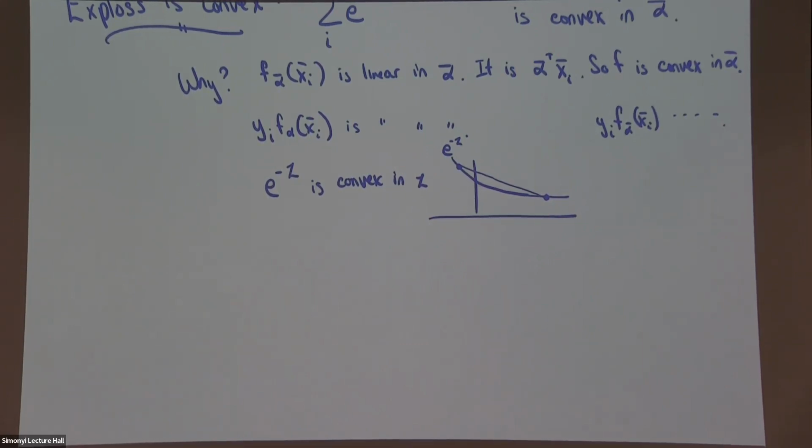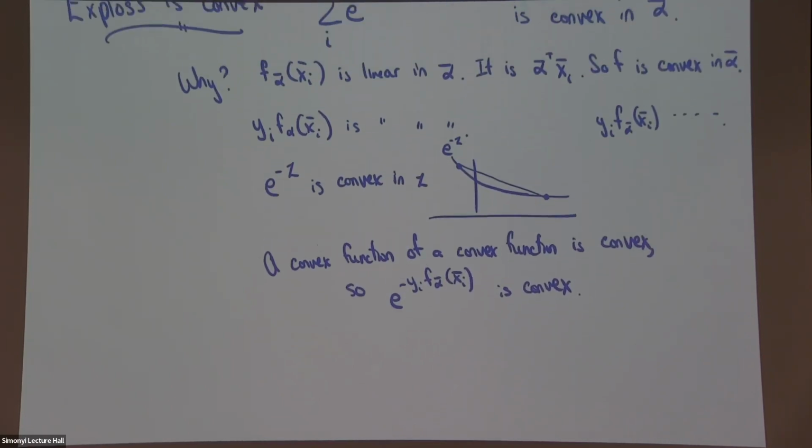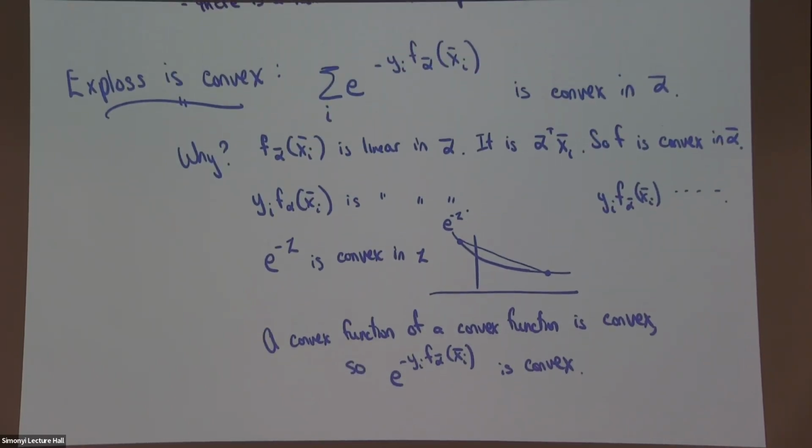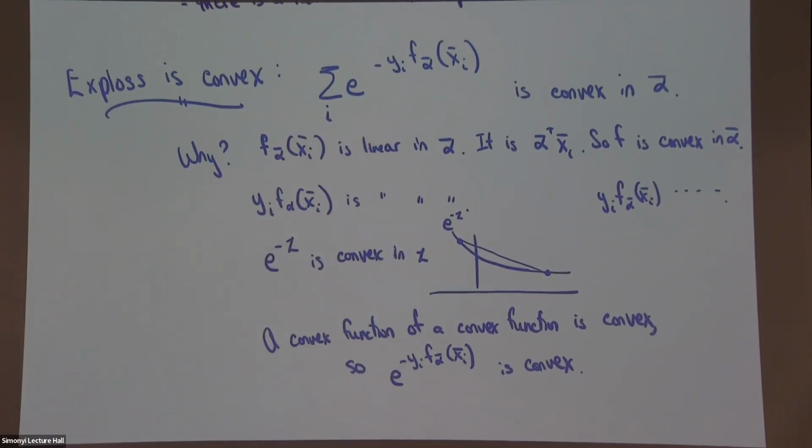Now, another thing you need to know is that a convex function of a linear function is convex. So what that means is that e to the negative yi f alpha of xi is convex. We're almost there. The last thing you need to know is that a sum of convex functions is convex. And once you have that, we are done.